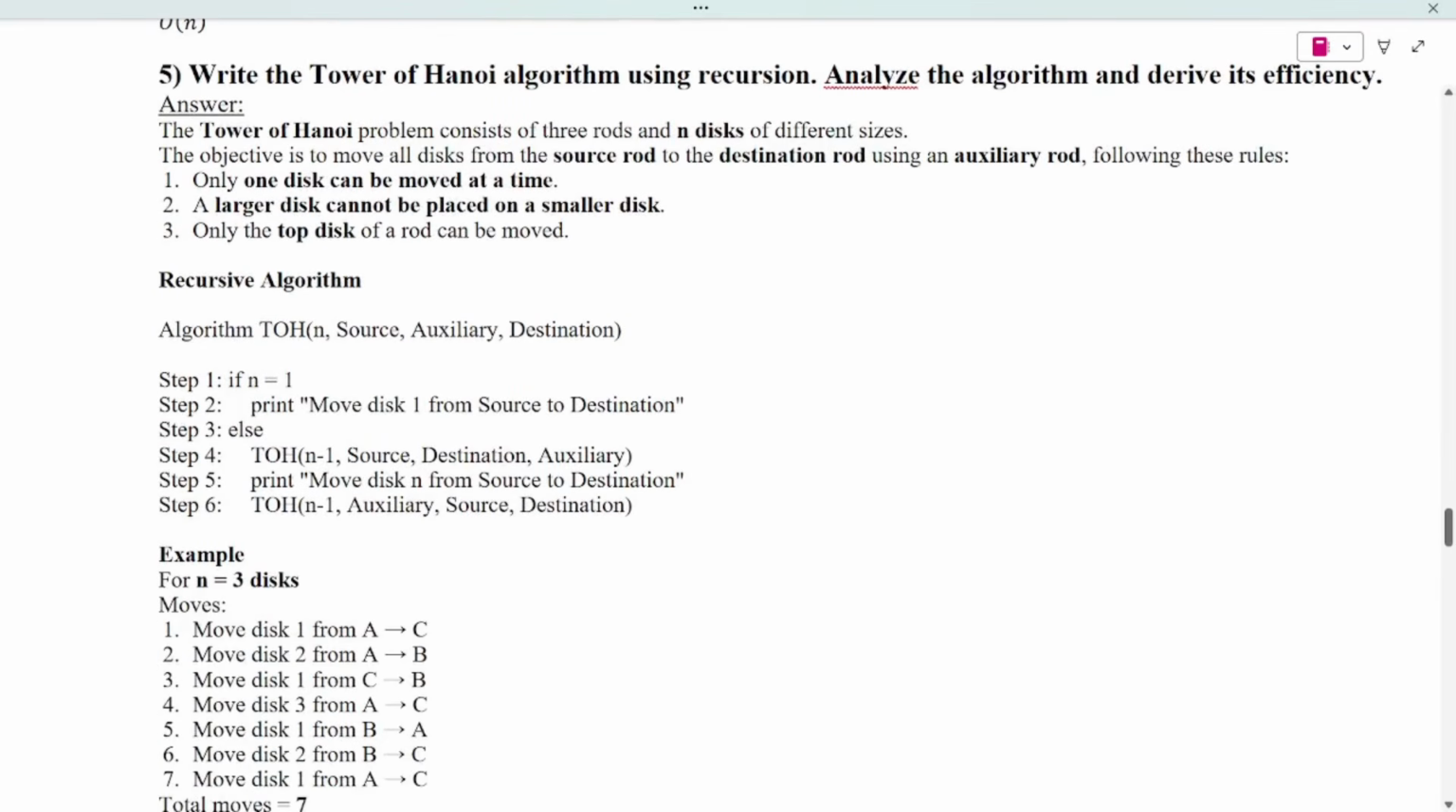Like if you give n disks of different sizes, the objective is to move the disk from source to destination using an auxiliary, following these rules. One disk can be moved at a time, and a larger disk cannot be placed on a smaller disk.